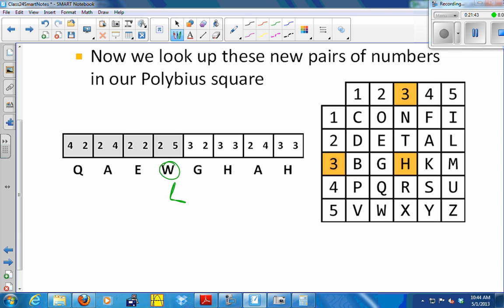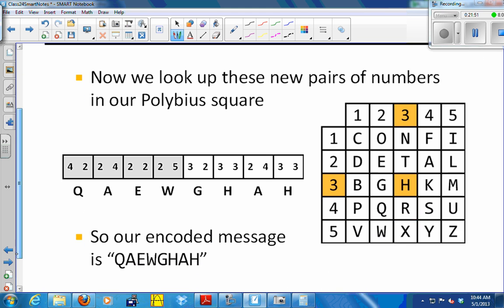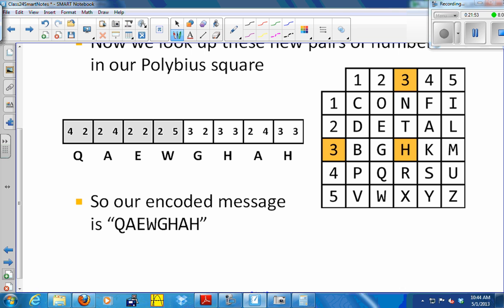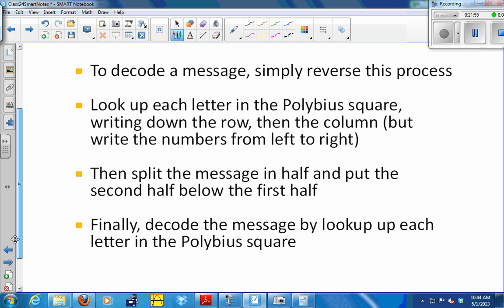Yes, undoing this is much more difficult than undoing Caesar. So there's our encoded message. This should be an L. To decode, simply reverse the process. Simply, right? Look up each letter in the Polybius square, write down the row and the column, but write them left to right. Okay, so we're going to undo what we did.